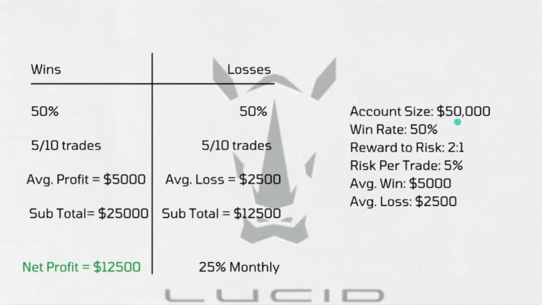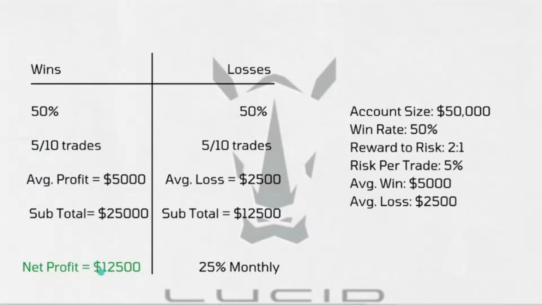So we've got a $50,000 account value here. Our win rate, not even a positive win rate. We're still break even, right? 50%. 5 wins, 5 losses out of 10 trades. Risk to reward 2 to 1, not even 3 to 1. Our risk per trade is 5%, right? So this is a little more aggressive. We're risking $2,500 per trade on 50,000, which makes our average win 5,000. Okay.